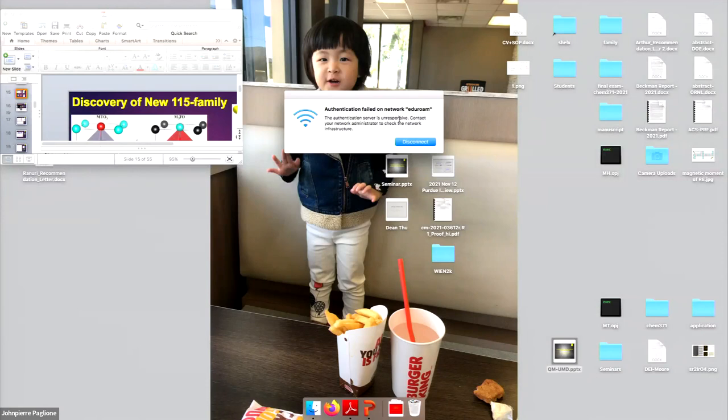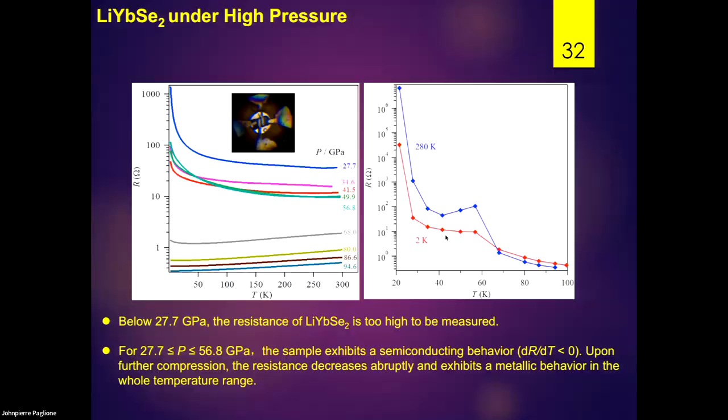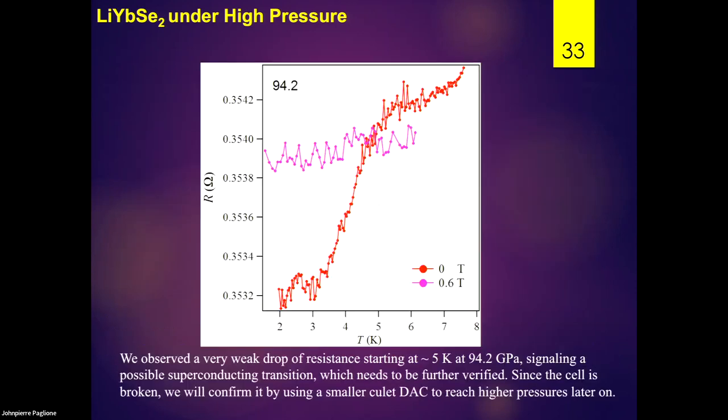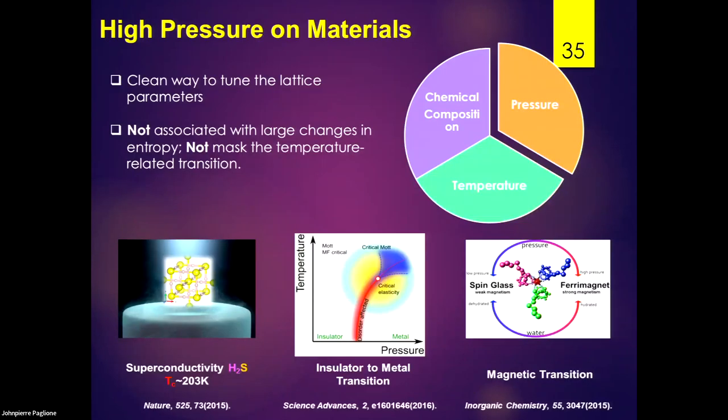So, sorry, again. They measure, they say, okay, we try our best. We measure to almost 100 GPa. And the good news is they saw the insulator to metal transition, but the bad news is they see some signs of superconductivity, and then the diamond was broken. So now they're still working on it.